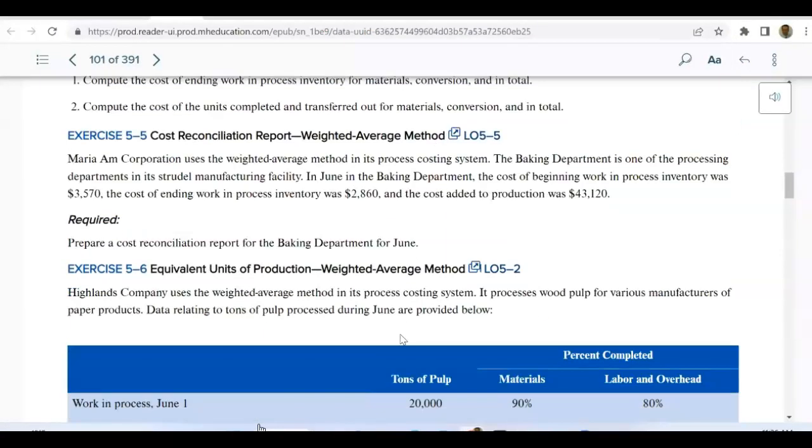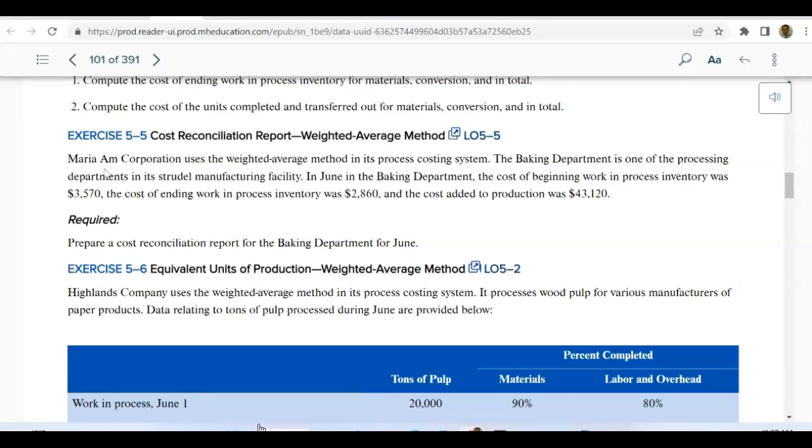Here is the problem. It says Meriam Corporation used the weighted average method in the process costing system. The baking department is one of the processing departments in this strudel manufacturing facility. In June, in the baking department, the cost of beginning work in process inventory was $3,570. The cost of ending work in process inventory was $2,860. And the cost added to the production was $43,120. Required, prepare a cost reconciliation report for the baking department for June.